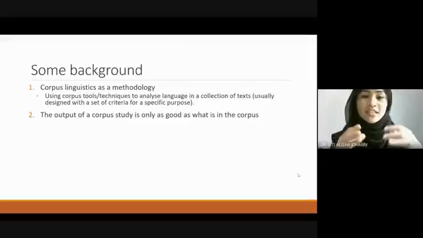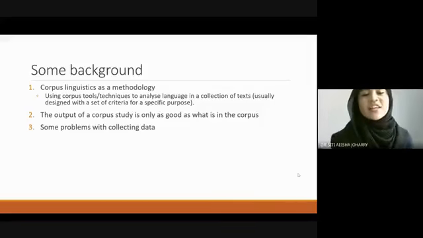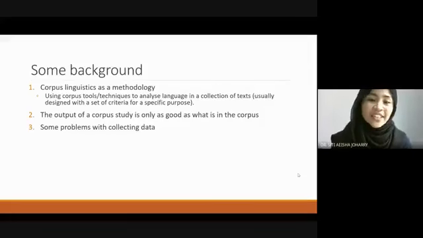Therefore, if we collect this corpus, what we have generally seen based on experiences of using corpus tools is that the output of your corpus study is only as good as what you put into it. And so that's why the design is very important. With regard to this, that's where the problems lie. The problems lie in the design and how to collect data.